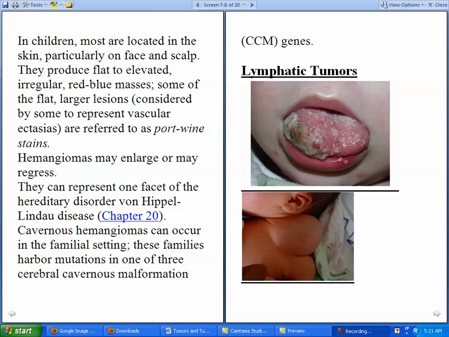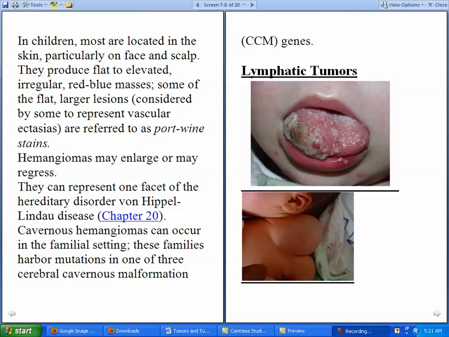Okay, so we were actually talking about the benign tumor and tumor-like lesions which are present in the infancy and childhood. Remember that the most important benign tumors which are present in the infancy and childhood are your hemangiomas, which are actually tumors of the endothelial cells, lymphangiomas, which are the tumors of the lymphatic system, teratoma, and fibrous tumors.